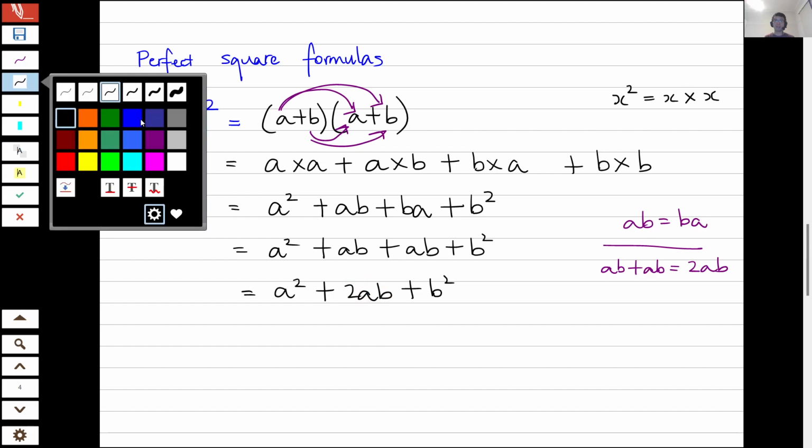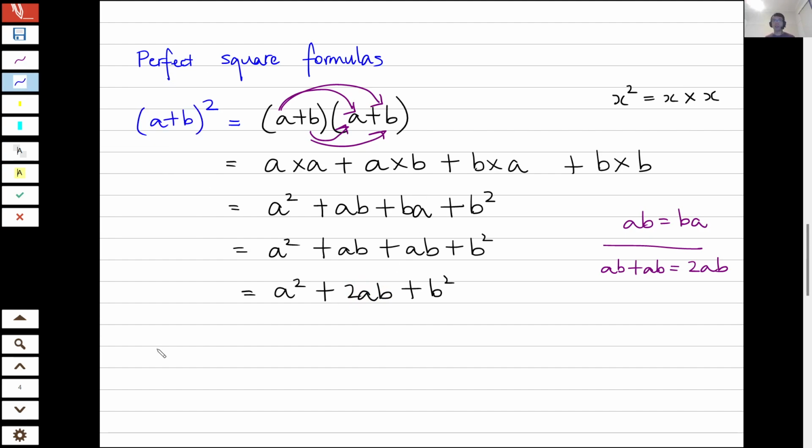So, just like before, instead of doing this expansion every time, because this comes up so often, I'm going to give this formula a name. I'm going to call it a perfect square. And every time we see the left-hand side, we know the right-hand side because we have access to this formula.